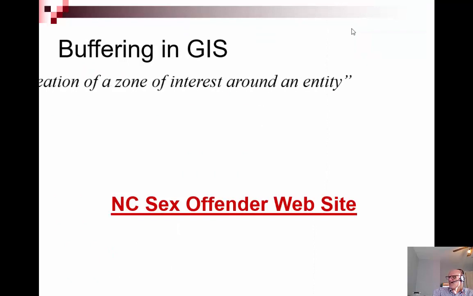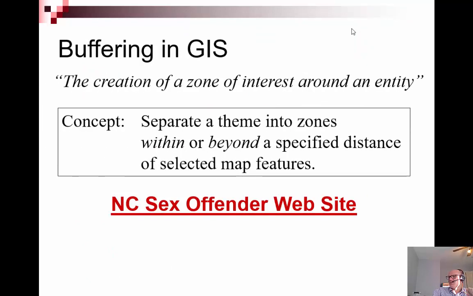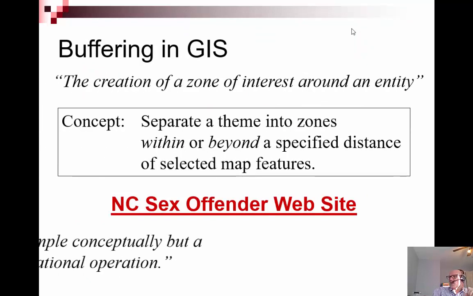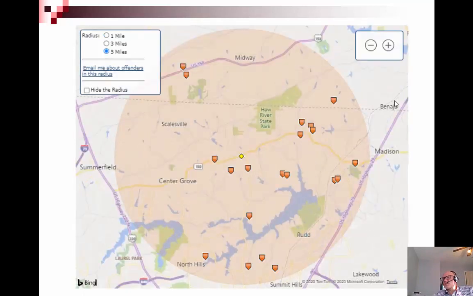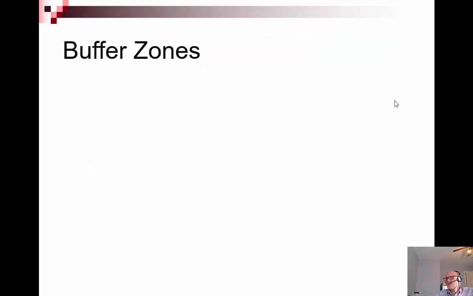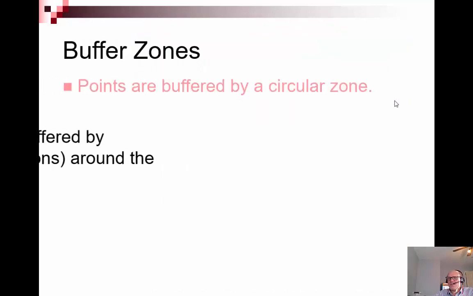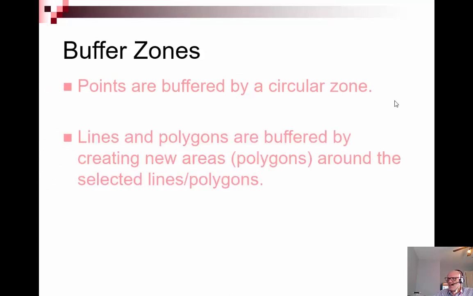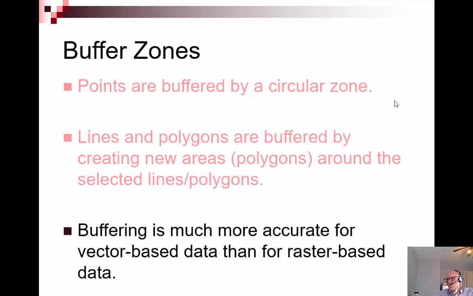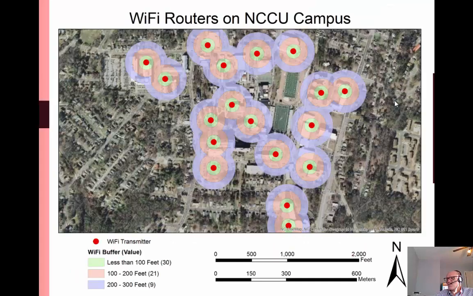One of them is buffering from the North Carolina Sex Offender Registry, and it just looks at areas within or outside a particular zone. So this is my house here. You can see this nice circle here is a 1 mile buffer of sex offenders within my home. And then I expand it to 5 miles, and you can see that number is increased significantly. And so buffer zones could be buffered by circular zones. They're a little bit more complicated when we make buffers around lines and polygons, but buffering is much more accurate for vector-based data than raster-based data.